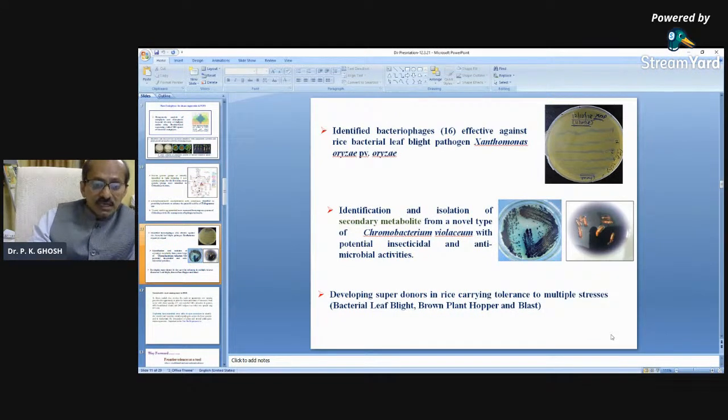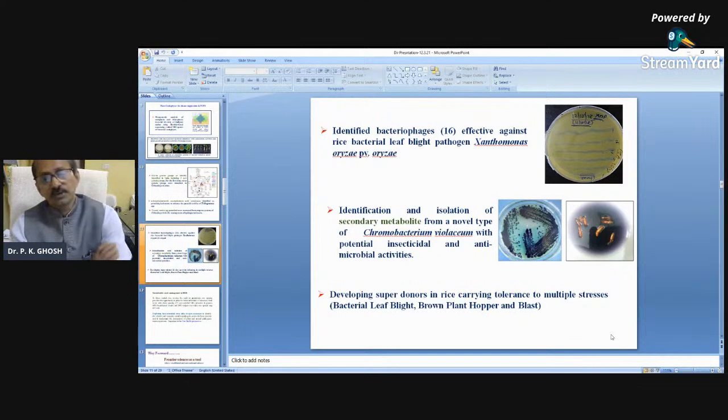Now, super donor: a group of scientists are looking at the development of multiple resistance using the super donor. They have already come up with the cross for bacterial leaf blight, but they are looking for the back cross, and work is also in progress for brown plant hopper and blast. So if we ultimately achieve this, it will be revolutionary for multiple stress resistant rice crops.